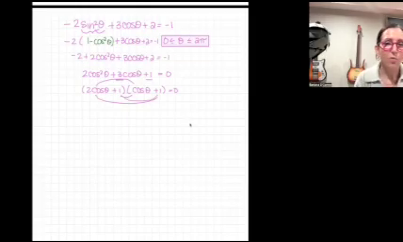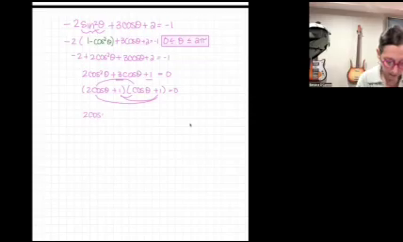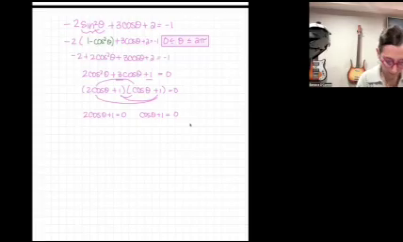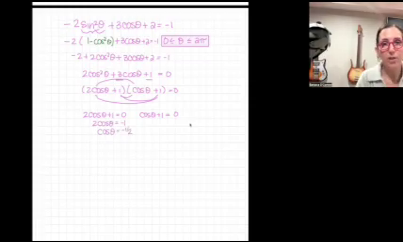Awesome. So now once we have two factors that multiply to 0, we're going to set each of them equal to 0 and solve. So I have 2 cosine of theta plus 1 equals 0, and cosine of theta plus 1 equals 0. Now I'm going to solve each of these equations separately. I'll subtract 1 from both sides, divide by 2, and I have that the cosine of theta is -1/2.